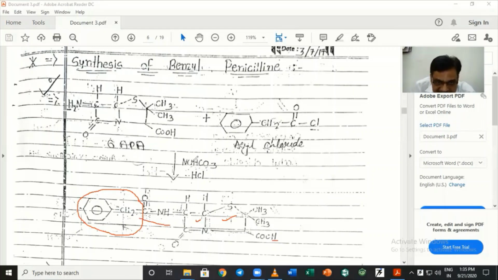After this, the reaction is treated with a saturated solution of sodium bicarbonate. If any 6-APA is left, it appears as the acid group and this part of 6-APA is removed, and finally it is converted into benzyl penicillin. So this is the synthesis of benzyl penicillin. Now we go for the second.